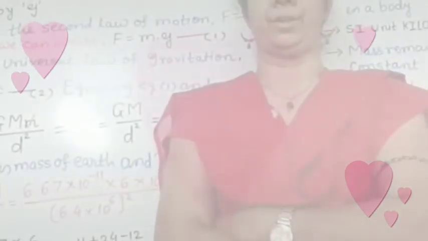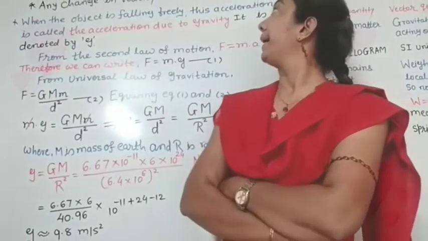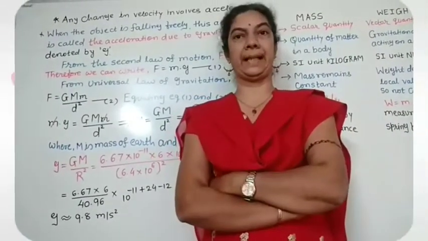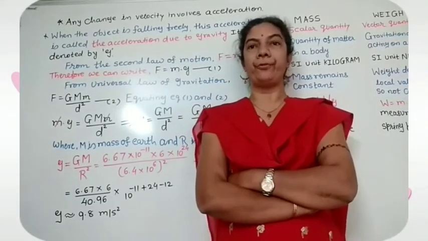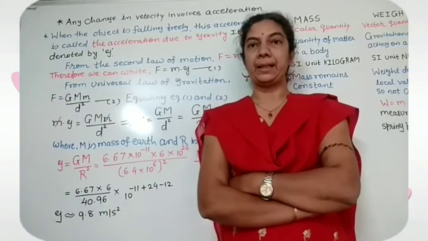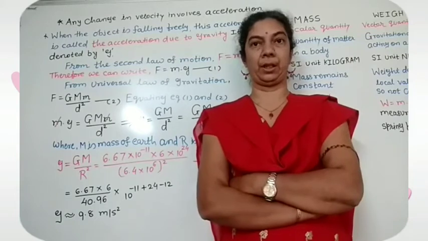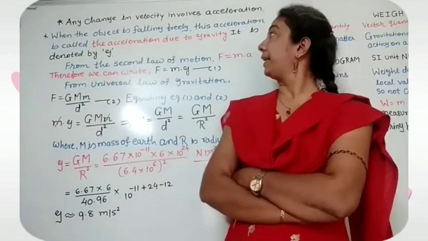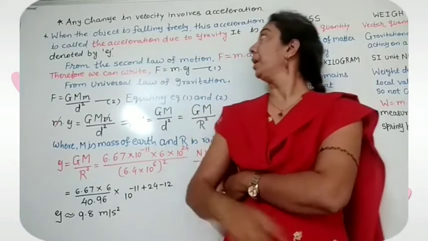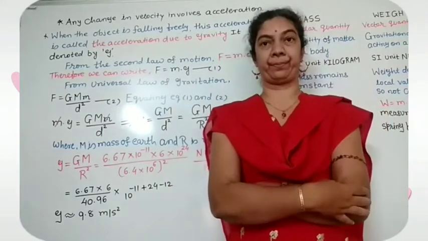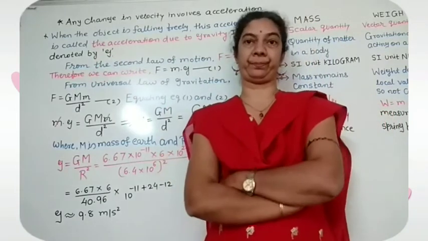Now, any change in velocity always involves acceleration. When an object is falling freely, that is, traveling under the effect of the gravitational force of Earth, this acceleration is known as the acceleration due to gravity, and that is denoted by small g.